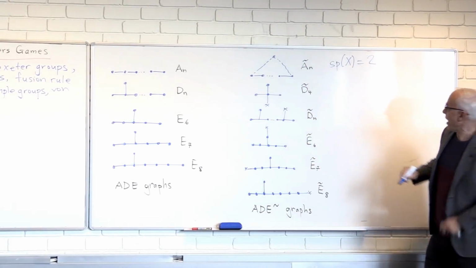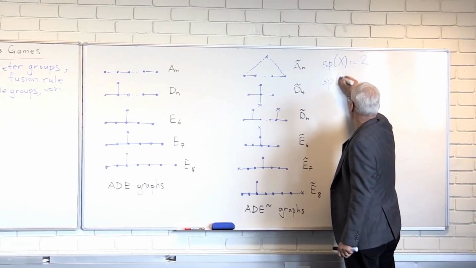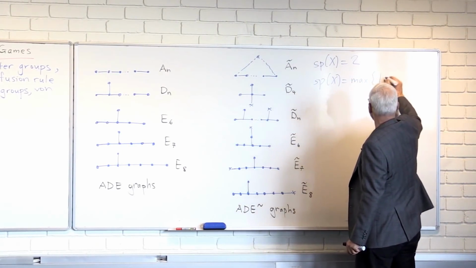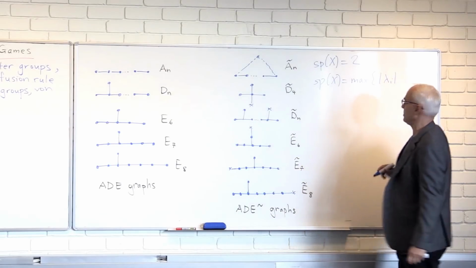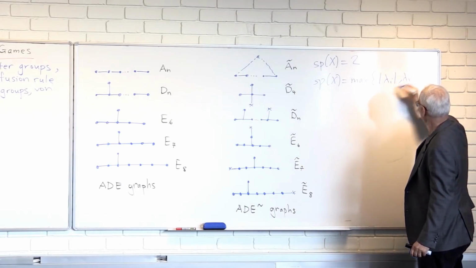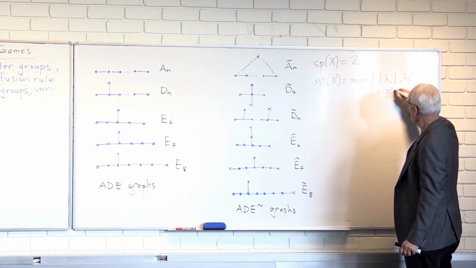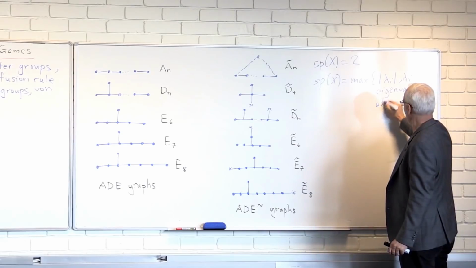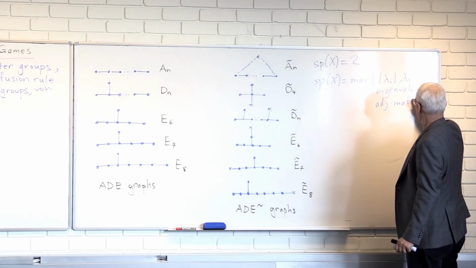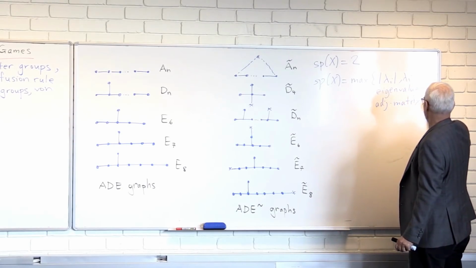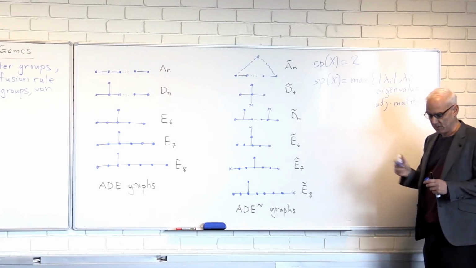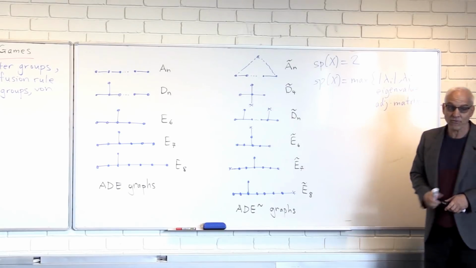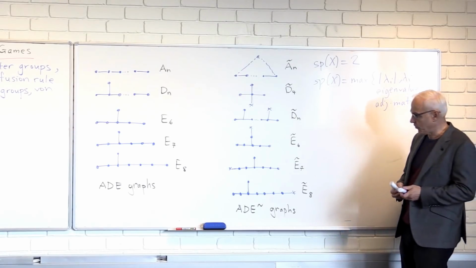So the spectrum of a graph typically is the maximum of the absolute values of the eigenvalues, where lambda_i is an eigenvalue for the adjacency matrix, which we'll usually denote by A. Okay, so that's the spectrum of the graph. And these ADE tilde graphs are exactly the graphs that have spectrum equal to 2.